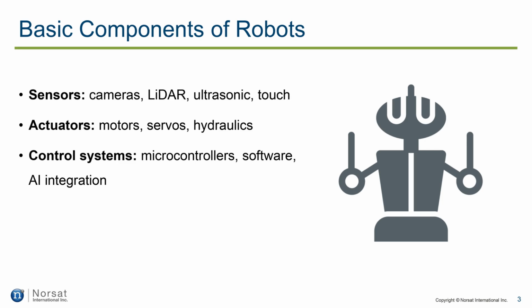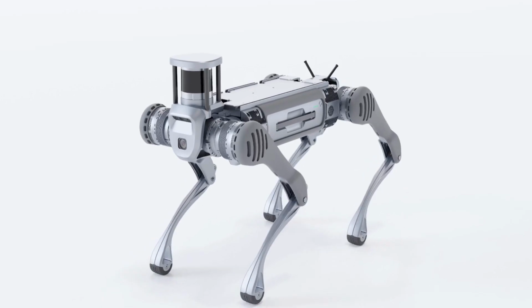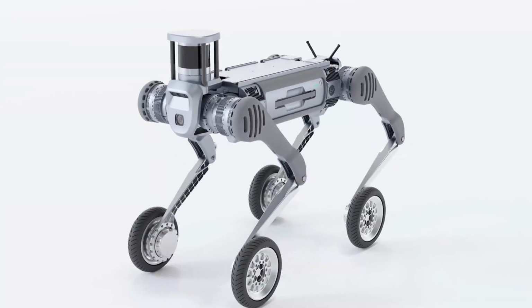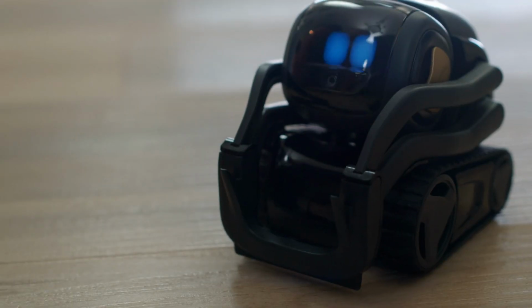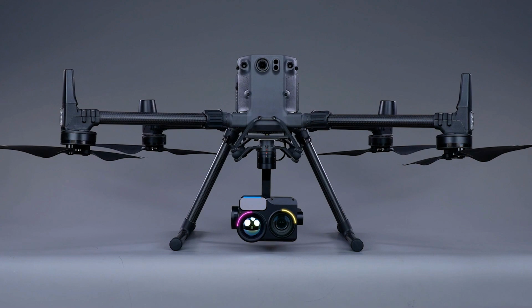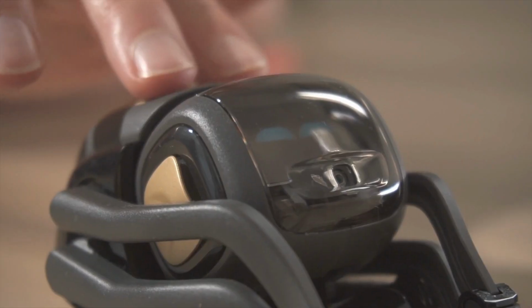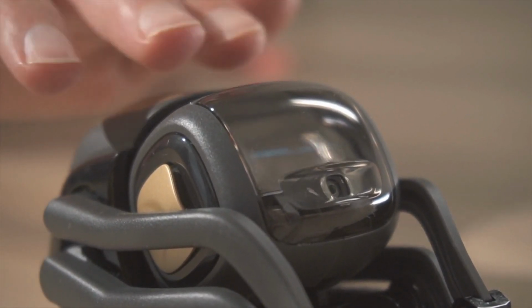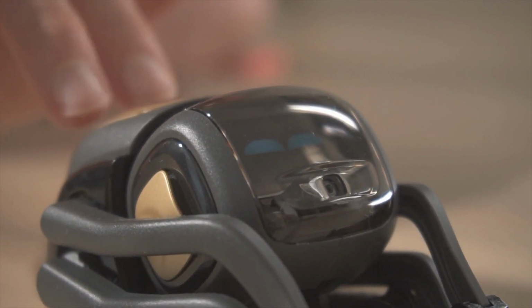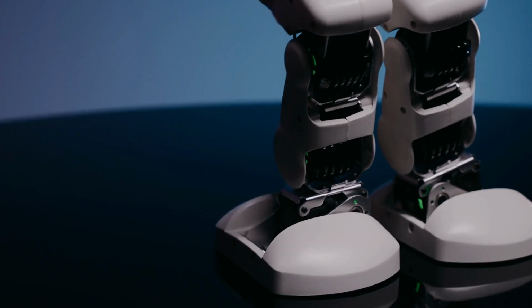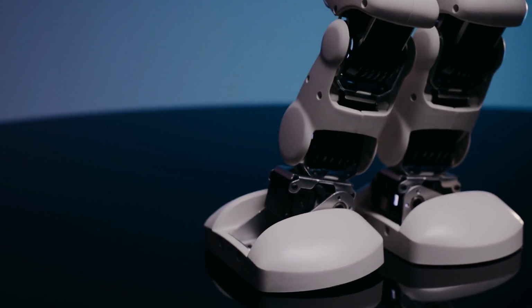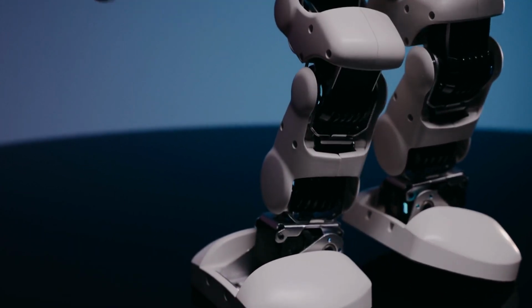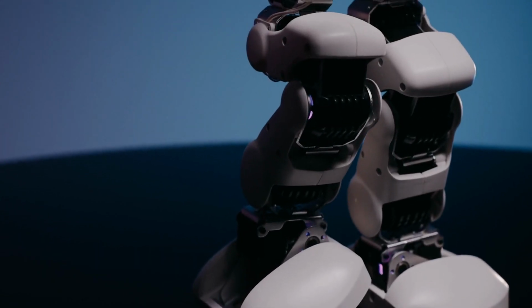To understand how robots work, we need to look at their three essential components: sensors, actuators, and control systems. Sensors are how robots perceive the world, like eyes and ears. They include cameras, LiDAR, ultrasonic rangefinders, and touch sensors, helping the robot detect its surroundings. Actuators are the muscles, motors, servos, and hydraulics that move wheels, legs, arms, or tools, turning commands into physical actions.